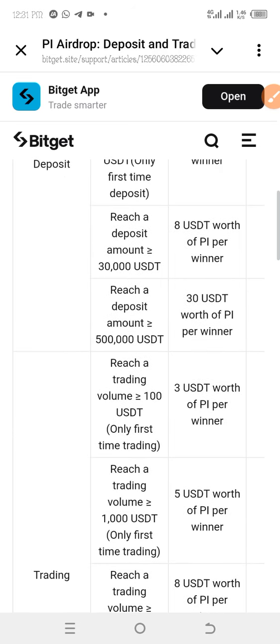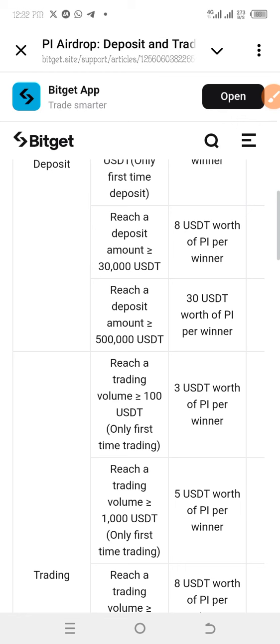If you reach a trading volume of $100, you stand a chance to win $3 worth of Pi. What I mean is, assuming you register and complete your KYC, you are going to win 3 Pi. After you complete your KYC, you now deposit $100 straight as a first deposit, you win 3 USDT worth of Pi again.